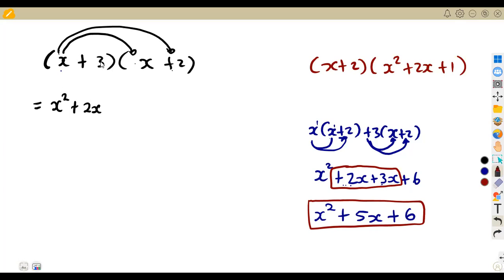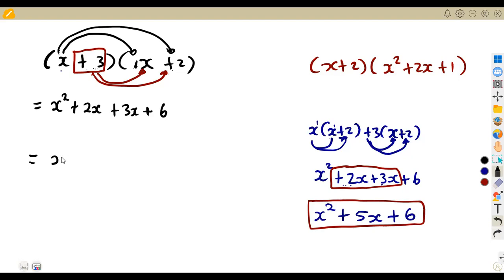You move on to this number, plus 3. This one also has to multiply everything in this bracket. So plus 3 is going to multiply x, plus 3 is going to multiply 2. So it must multiply everything. That means we have 3 times x, which is going to be 3x, because we've got 3 and 1 here, 3 times 1, which is 3x. Then 3 times 2, which is going to be a positive 6. As you can see here, it's positive, positive, so that will be a positive 6.